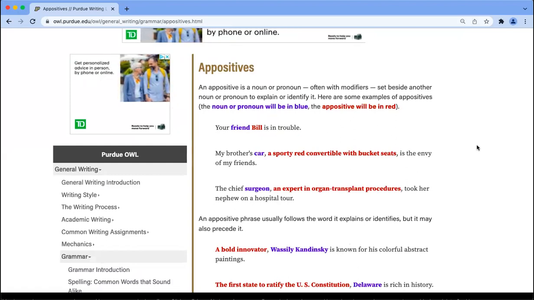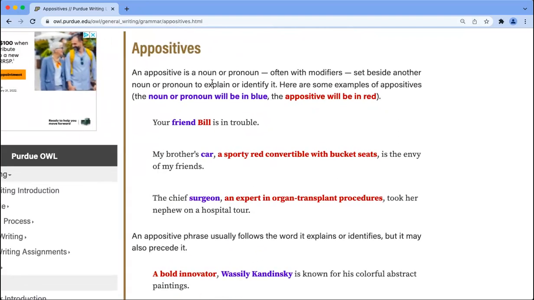So appositives are considered as noun or adjective phrases. An appositive is a noun or a pronoun. Could be one noun, could be a group of words, but there's no verb. There's no subject in the appositive. They are modifying and making the meaning of your noun stronger. So is a noun or a pronoun? And then the appositive will be in red.